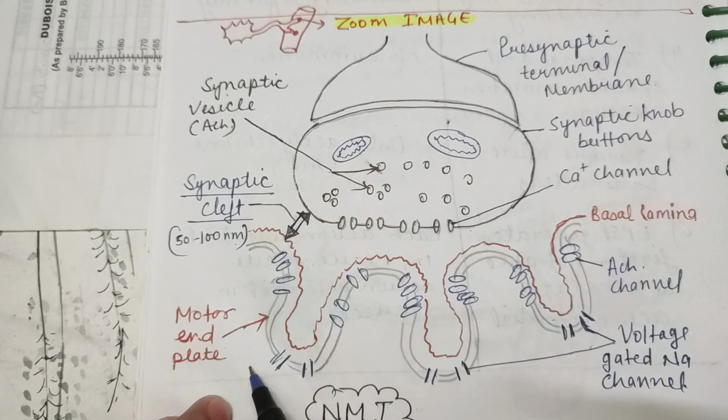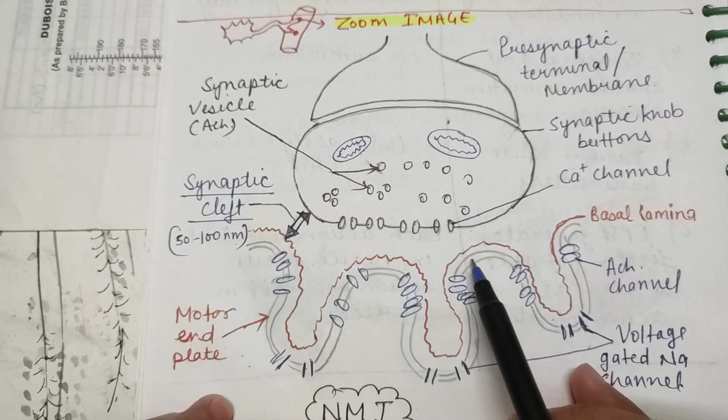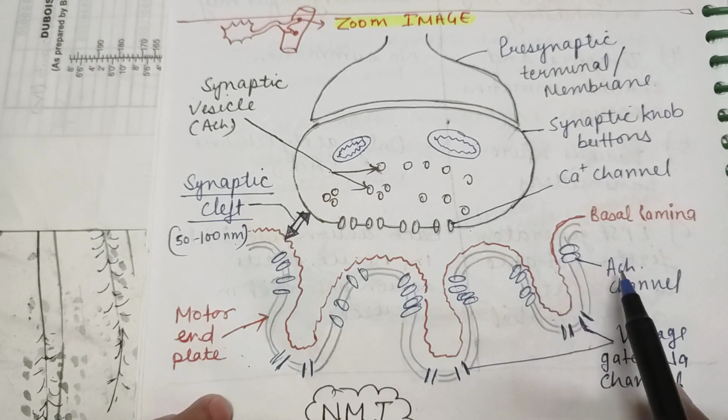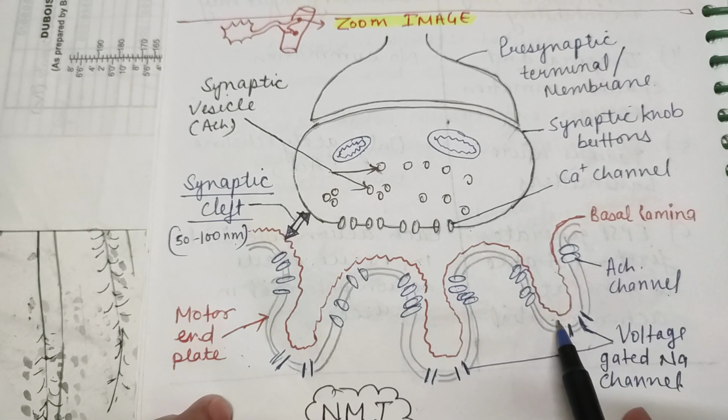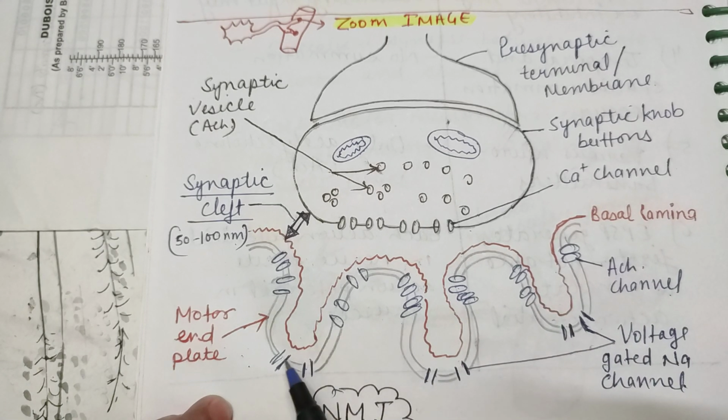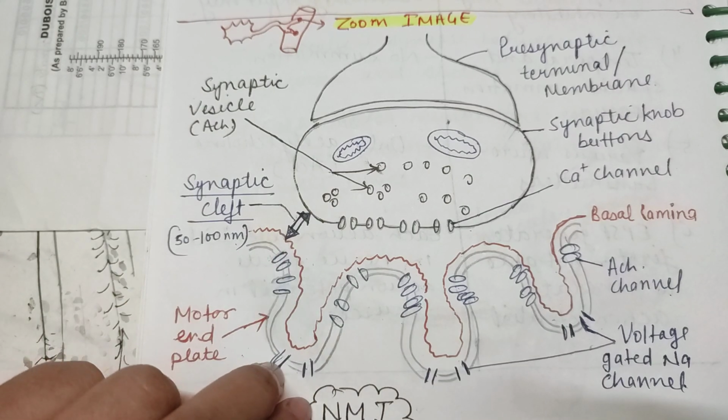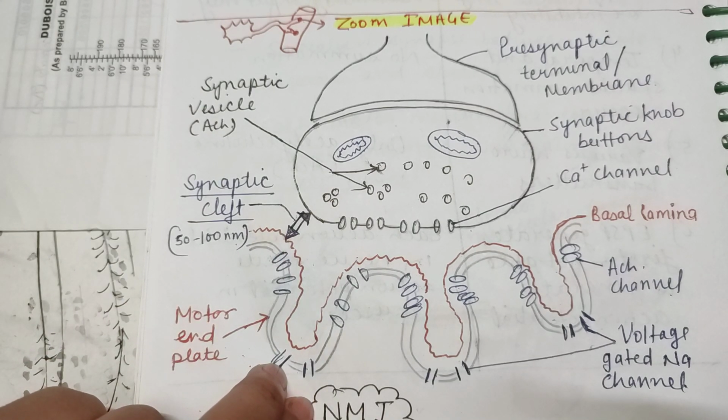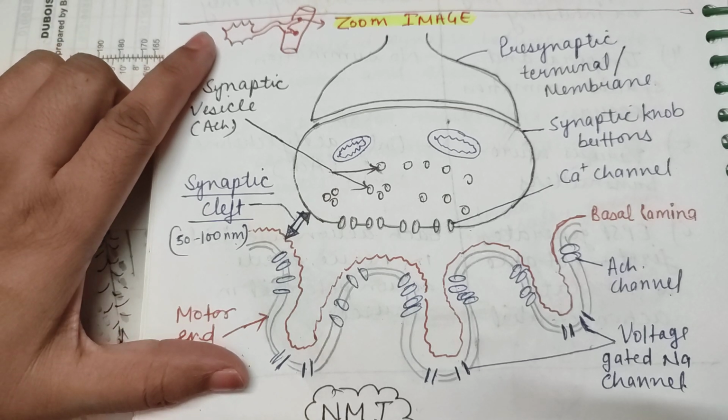This is called the motor end plate. Fine. On this motor end plate, we have some channels present over this surface, which are nicotinic acetylcholine channels. Okay, and below these are some channels which are voltage gated sodium channels. We'll see how these calcium channels, these acetylcholine receptors and sodium channels work for transmission of the impulse from a motor nerve to muscle. Okay, so that is neuromuscular transmission. So this image you will draw if you are asked only about neuromuscular junction. Okay, so this is the part of neuromuscular junction which you will be explaining.